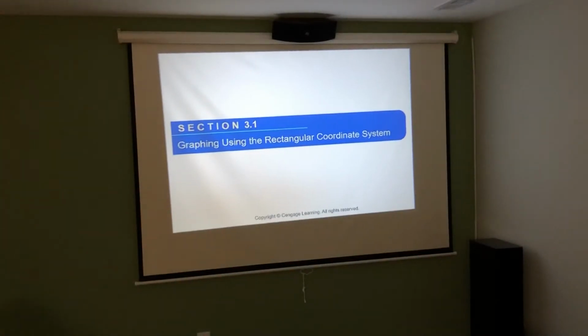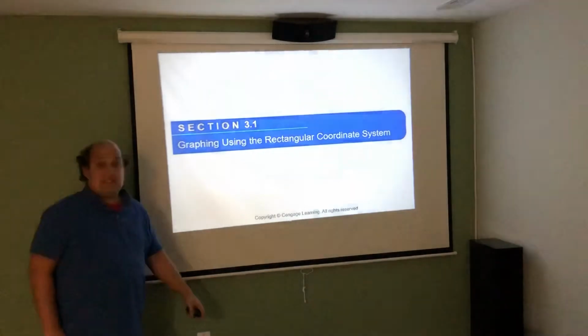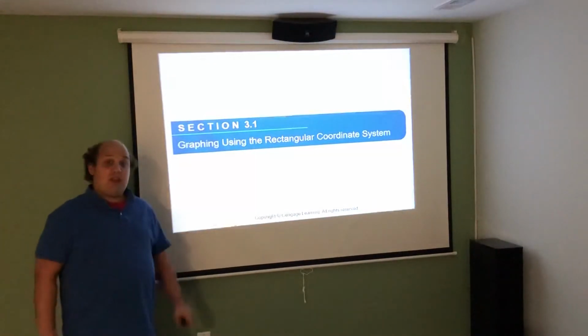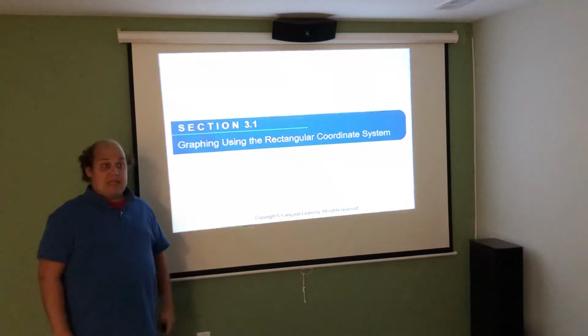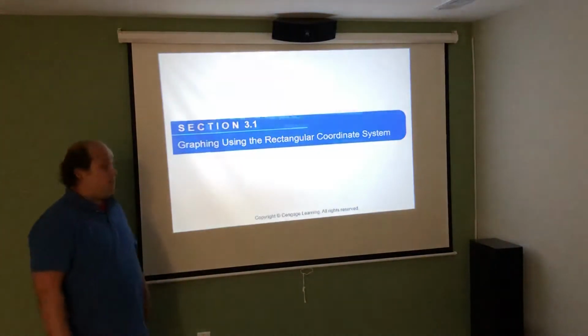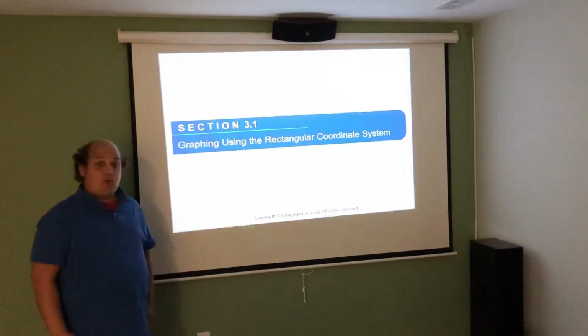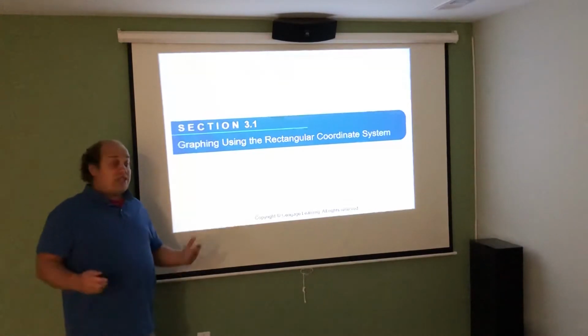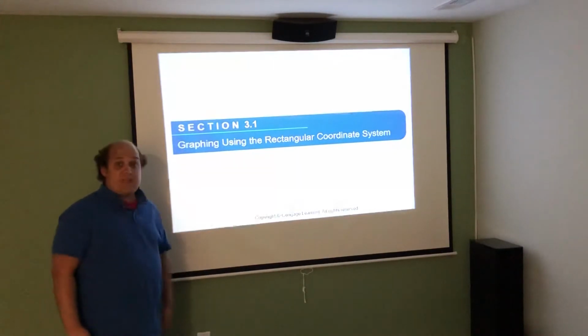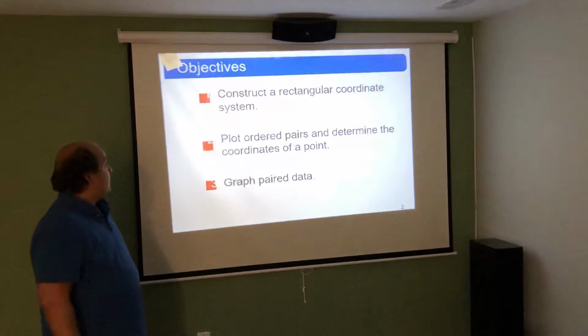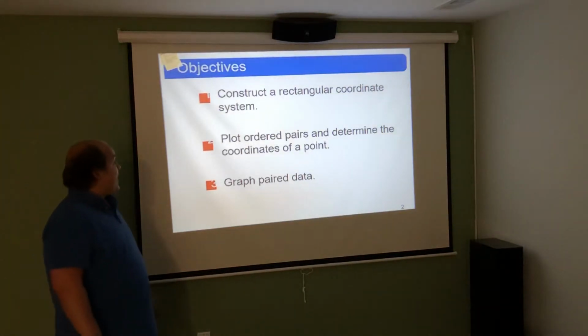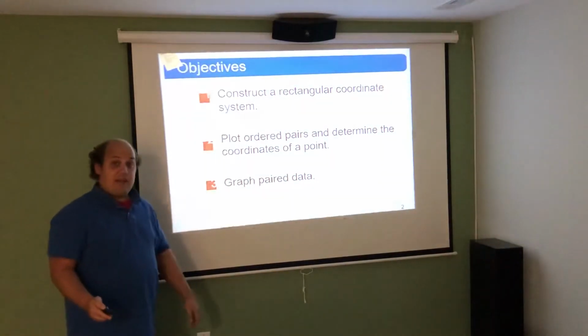We begin this algebra class with understanding how to use the rectangular coordinate system. So in this lesson, we're going to learn how to plot points as ordered pairs, how to look at a graph and break down where there are specific ordered pairs within that graph, and just in general, how to use the axes properly. So we're going to learn how to construct a rectangular coordinate system. We're going to learn to plot the pairs and determine the coordinates of the point, and then how to graph paired data.